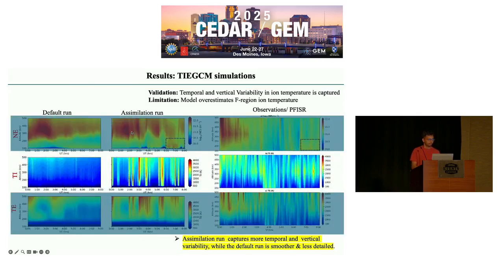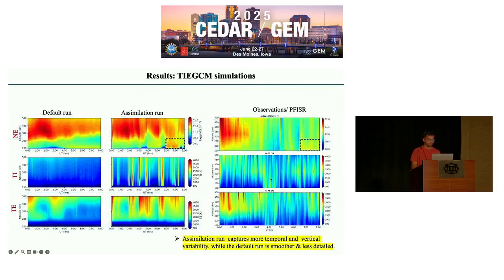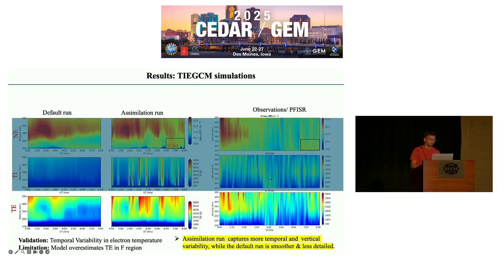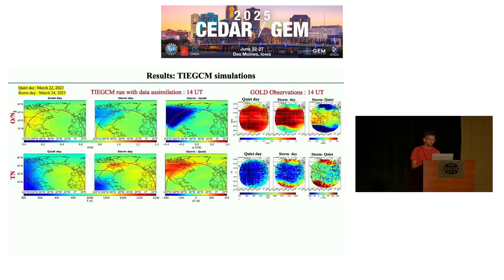If we look at the ion temperature, the temporal and spatial variability is captured, but the model still overestimates the F-region ion temperature compared with the observation. And for the electron temperature, we see the variability is captured compared to the default run, but the model still overestimates the electron temperature in the F region. So that is the limitation of the model. Okay, so this is the TIGCM simulation.